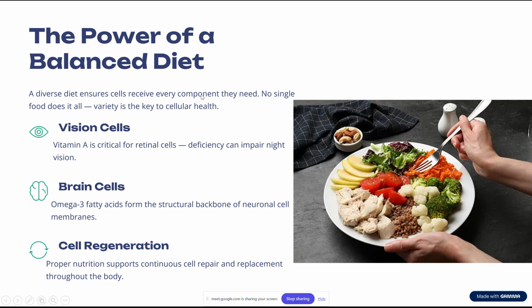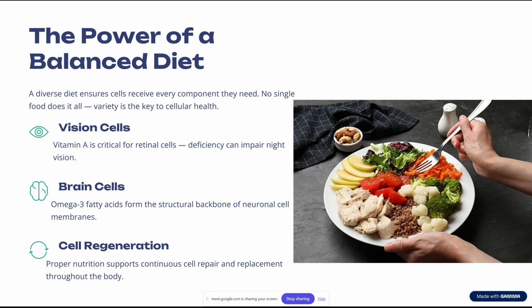So the power of a balanced diet. Yes, balanced diet is also one of the things that we need to discuss as far as nutrition is concerned. A balanced diet is a diet that consists of all these classes of food in the right proportion. A diverse diet ensures cells receive every component they need. It's not that you eat a bowl full of eba, and then you take one small soup, and then you think you've eaten. That's not a good meal.